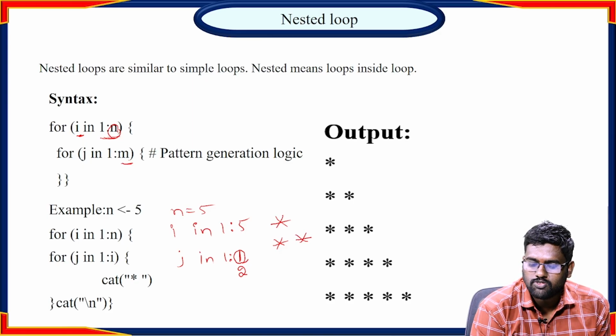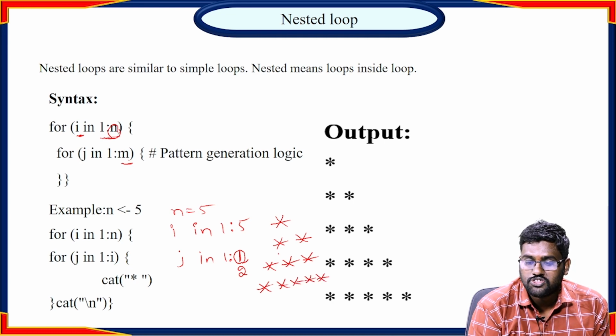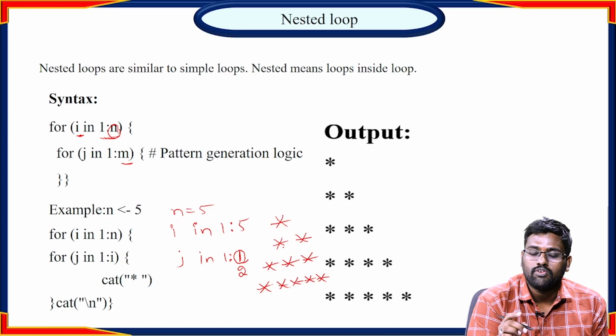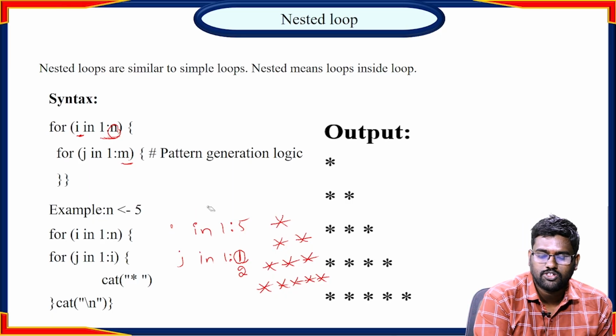Next the i value is iterated: 2 plus 1 is 3. So finally the values are 3, next 3 plus 1 is 4. So finally the values are like this, and this loop will be executed. Nested means within that loop we have to execute the given conditions. So that is about the nested loop.